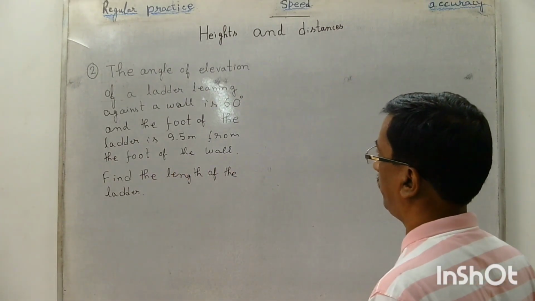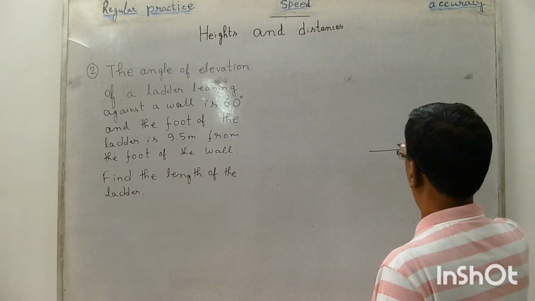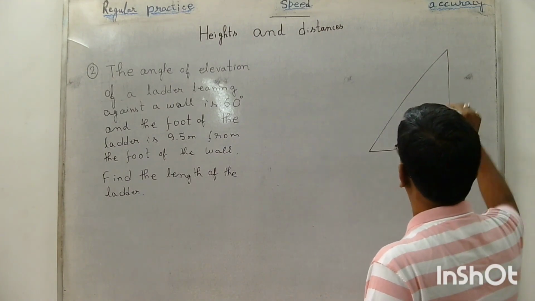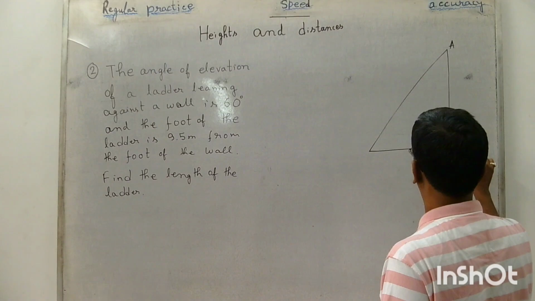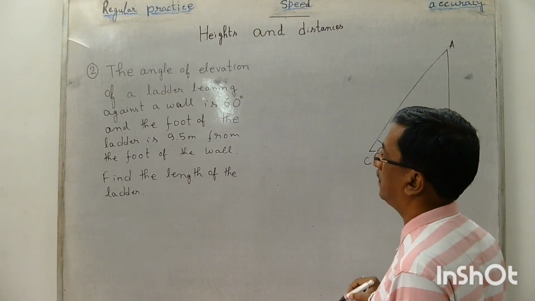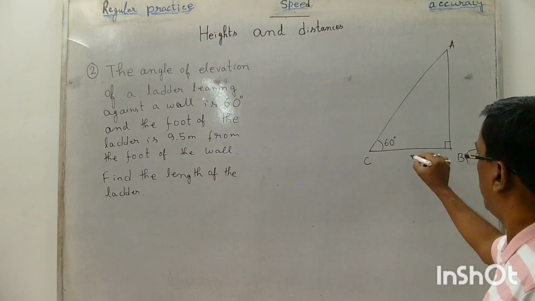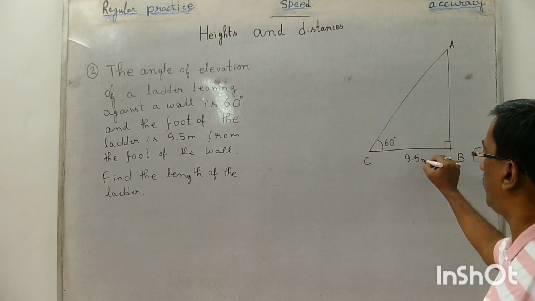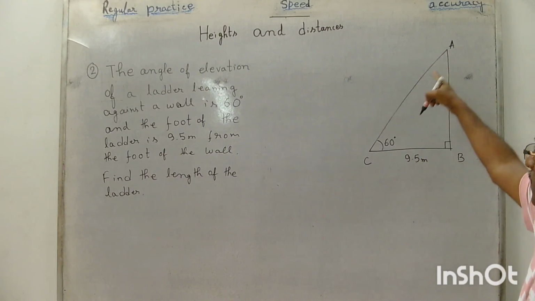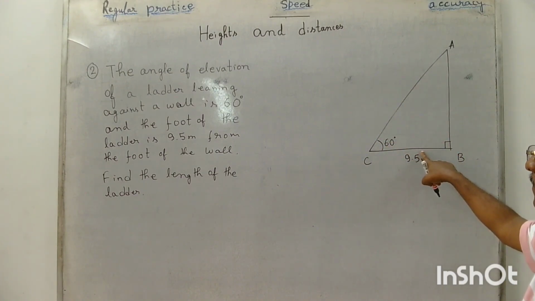The angle of elevation of a ladder leaning against a wall is 60 degrees. So here I am drawing a right angle triangle. This is A, B, C. This is 90 degrees, and this angle is 60 degrees. This is 9.5 meter. We have to find the length AC. So this is hypotenuse and this is base.